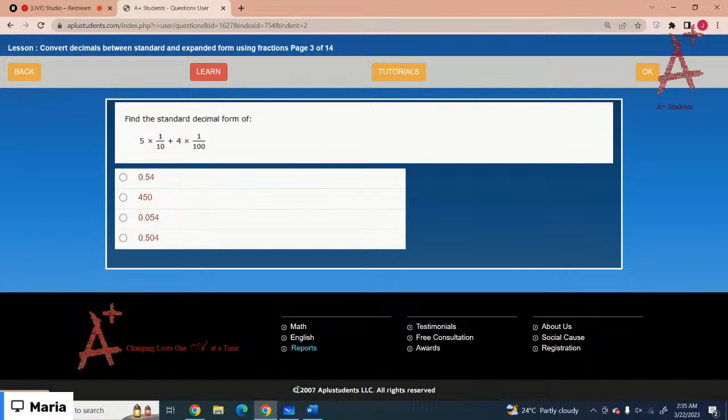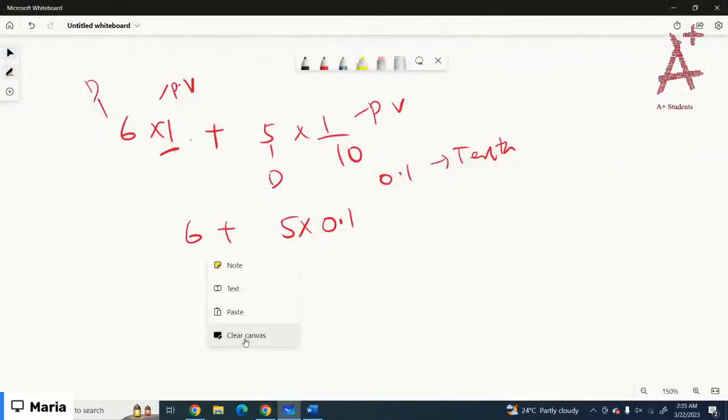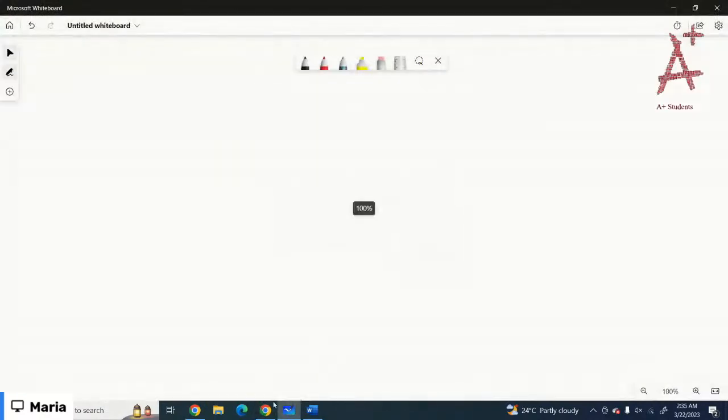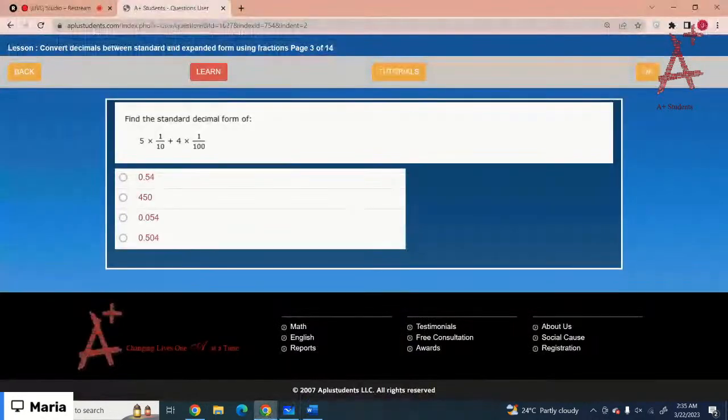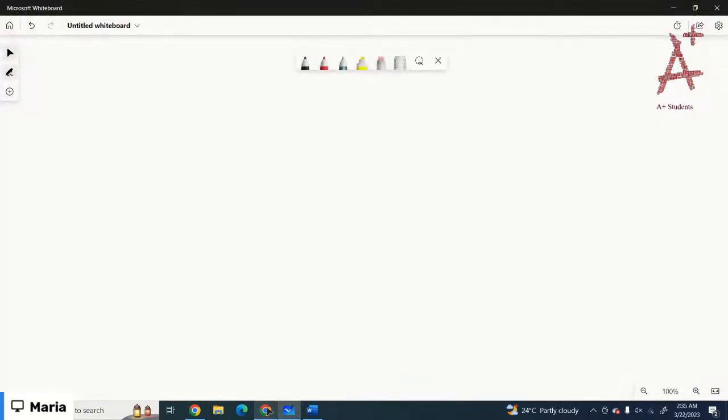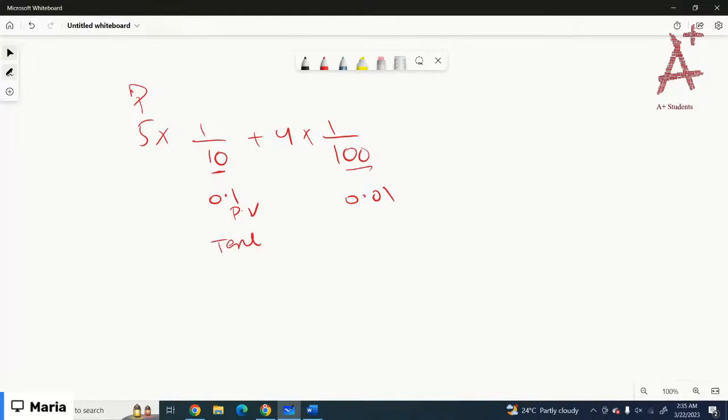Okay, the next one is 5 times 1 over 10 plus 4 times 1 over 100. So here you have 1 over 10, that is 0.1. That is the digit, that is the place value. 1 over 100 means 0.01. That means this is the tenths digit and this is the hundredths digit. Got it?